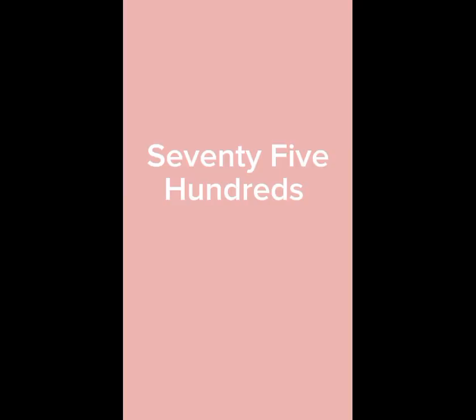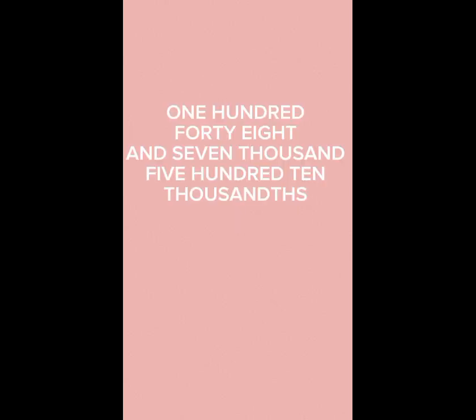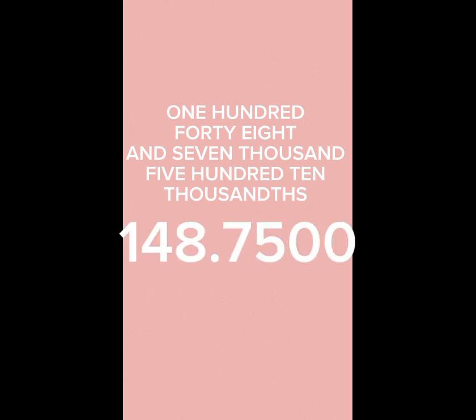Write the number 75 hundredths. So, only 2 decimal places. There is no whole number. So, 75 hundredths. 70 and 5 tenths, we write it. 148 and 7,510 thousandths, so we write it.